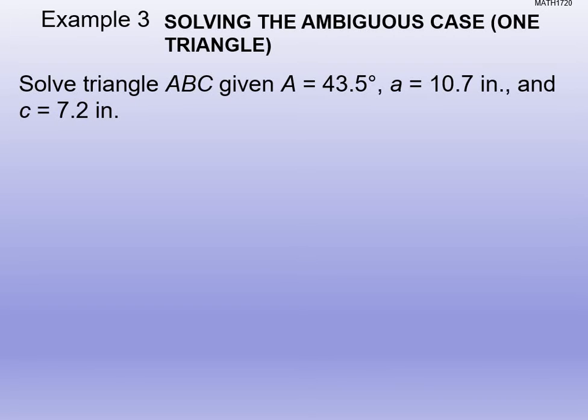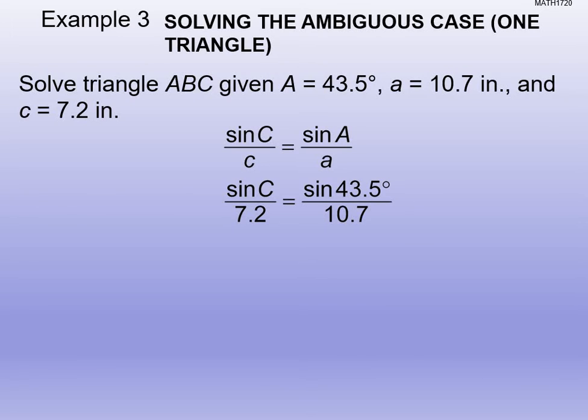So let's do another example here. We want to solve triangle ABC. We're given angle A is 43.5, little a or side length a is 10.7, and side length c is 7.2. First approach, write out your law of sines, and I would choose the one where the angle's on top because we have the two side lengths. We're not looking for a side length, we're looking for angle C. We have to make sure it's valid.